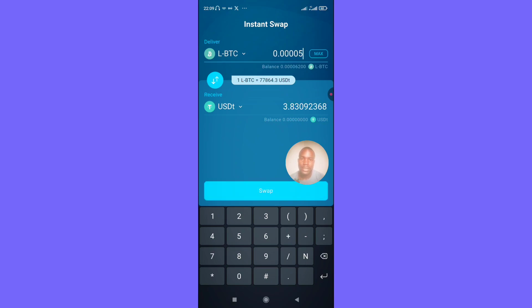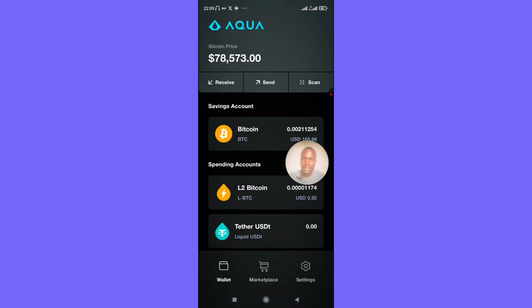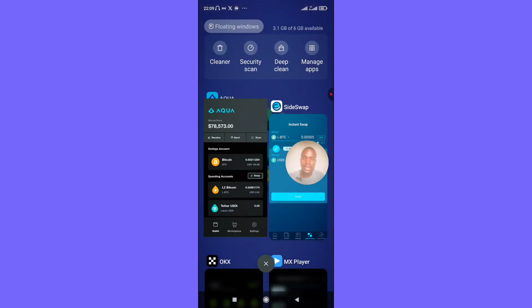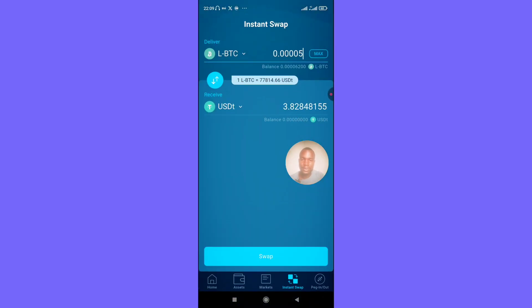When you do that, this one will be getting us 3.83 bucks. So one L-BTC is going for 77,864. We are getting little value because you can see the price of Bitcoin right now is 78,573, and when we use the Sideswap instant swap feature, we are going to convert for 77,808. So when you use the convert feature or this instant swap here, you'll be losing out. You are paying a premium in order to get your BTC converted to USDT.